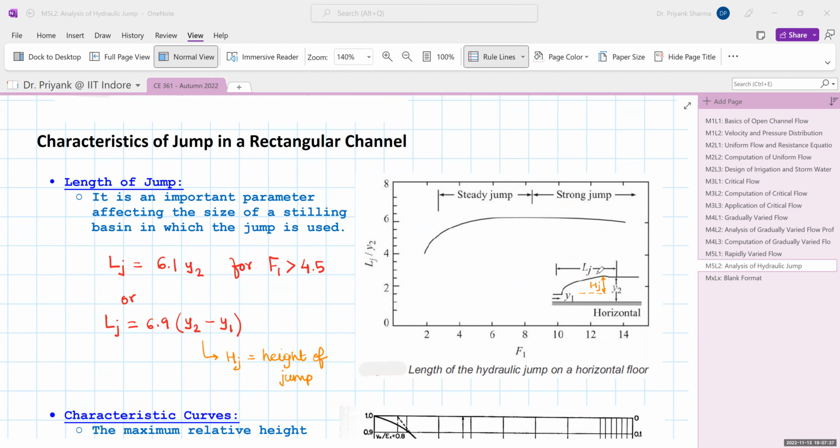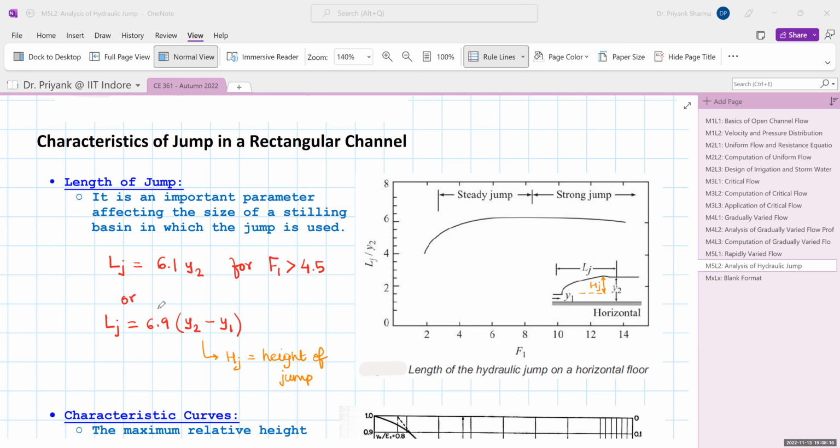So it is a very important parameter because, as I discussed in the previous lecture also, if the length of the jump is too high, then you require that much size of the stilling basin to contain the jump on the concrete floor. So that is why the length of jump matters. Usually it is a variable with respect to Froude number, but based on several empirical studies, they have given that the length of jump is 6.9 times (y2 minus y1). So y2 minus y1 is the height of jump. If you know the height of jump, just multiply by 6.9 and you get the length of jump.